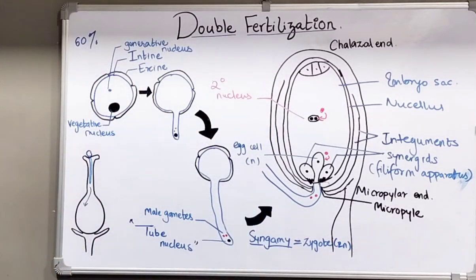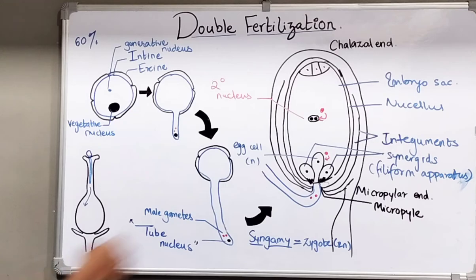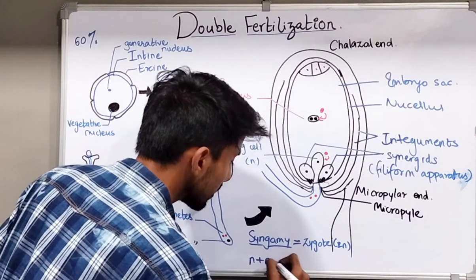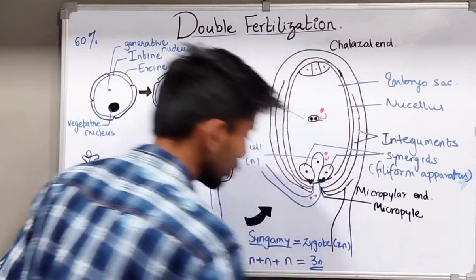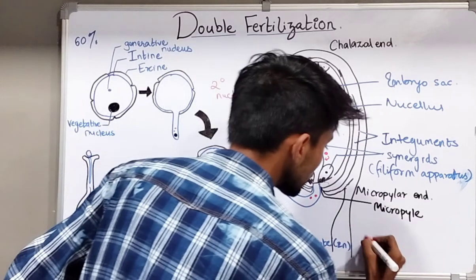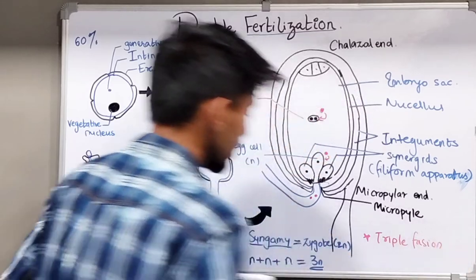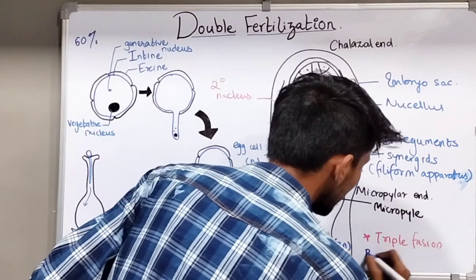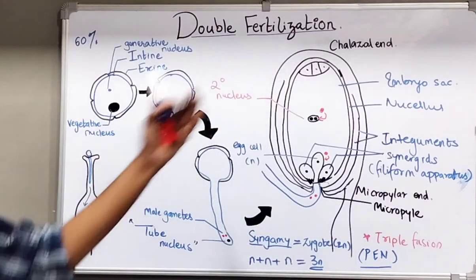Very good. So what is going to happen with the other male gamete that is fusing with the secondary nucleus? The secondary nucleus has two nuclei in it, so I can say n plus n, plus the n from the male gamete. They are going to form a 3n structure. Since three nuclei are getting fused, this process, which you have to keep in mind, is called triple fusion, wherein the secondary nucleus fuses with the male gamete to form the primary endosperm nucleus. What is formed? PEN, primary endosperm nucleus.